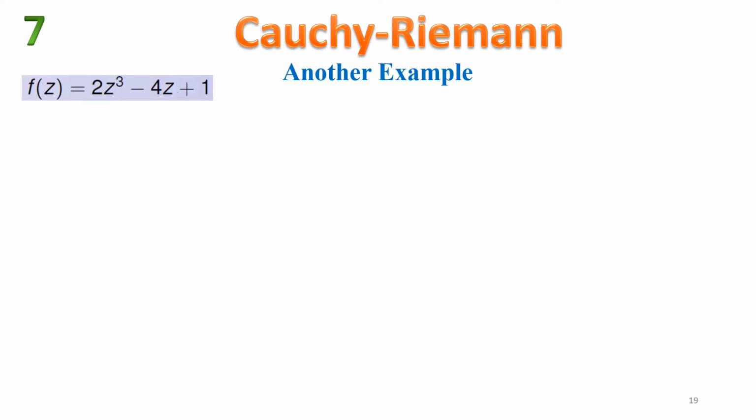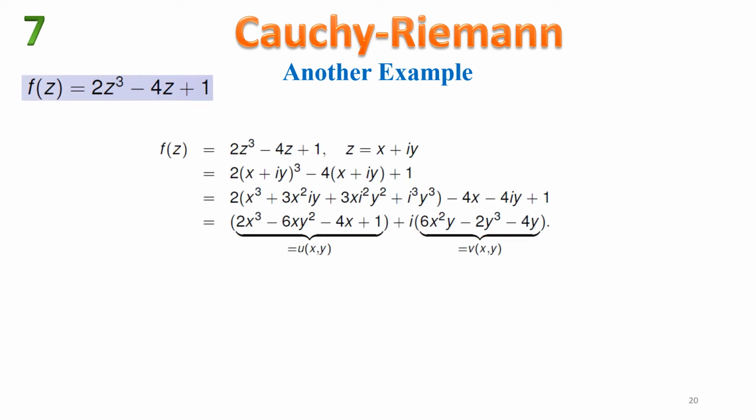Let us suppose that we have another function, f of z equal to 2z cubed minus 4z plus 1, a kind of polynomial. So let us elaborate the terms. 2z cubed, I am replacing z by x plus iy. You can expand this using the (a plus b) whole cube formula, write it, and realize what I have written here.